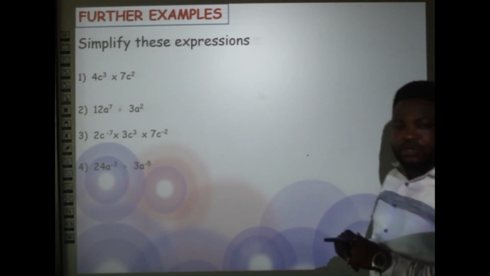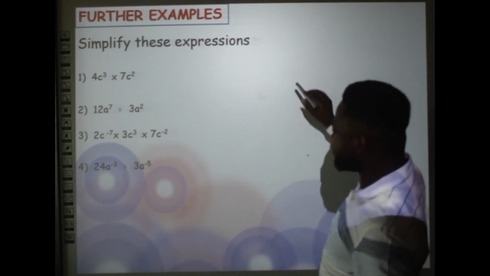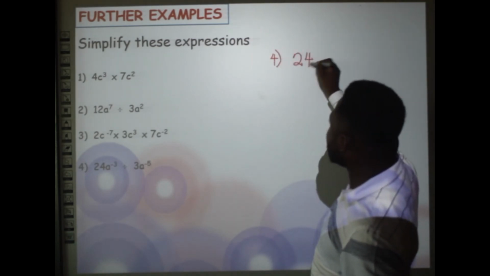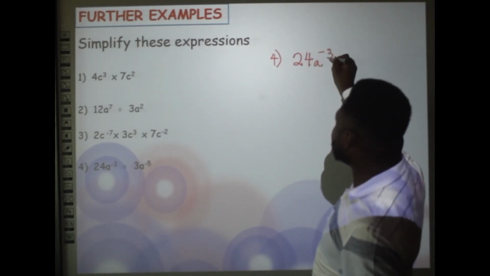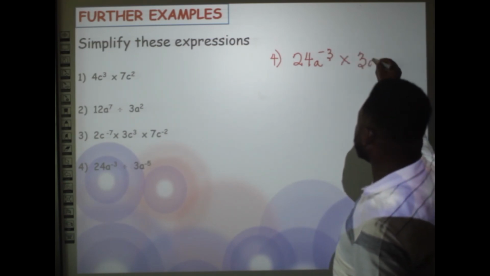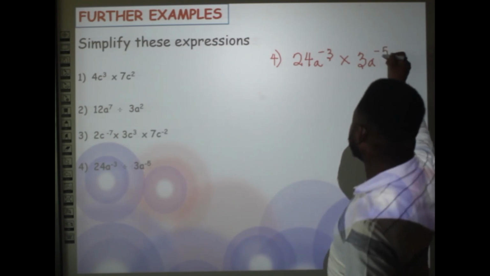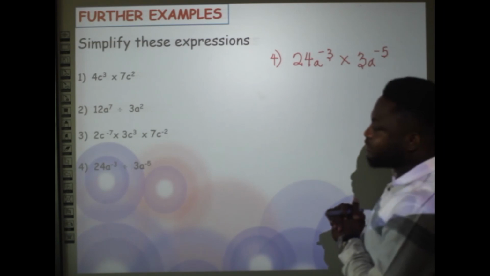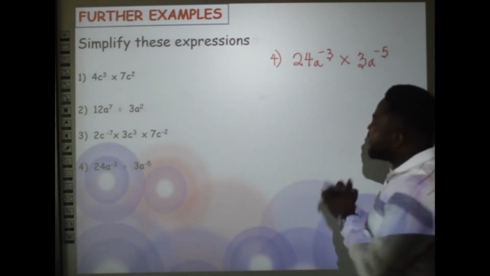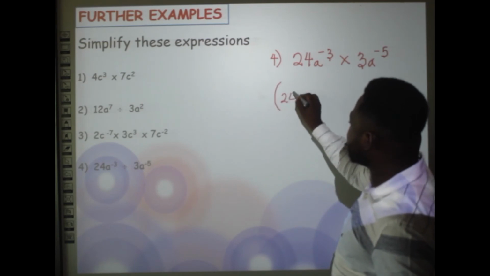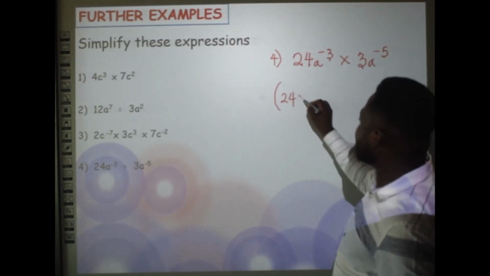Example 4. Now here you have 24a raised to the power minus 3 times 3a raised to the power minus 5. Just like we've done in the previous one, we try to separate the numbers from the letters. So this is 24 times 3.